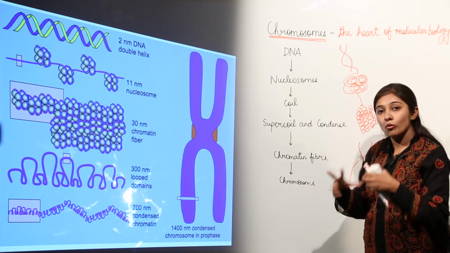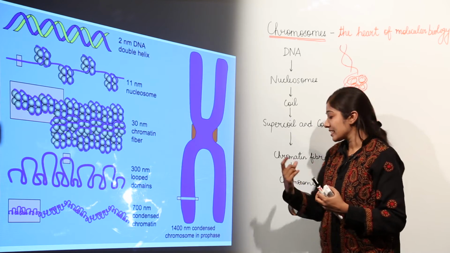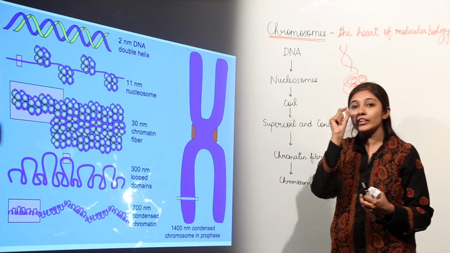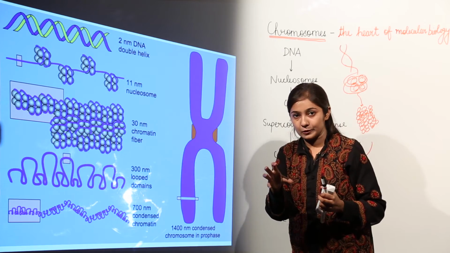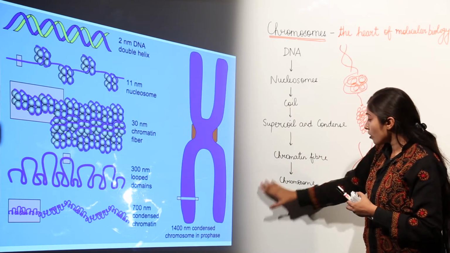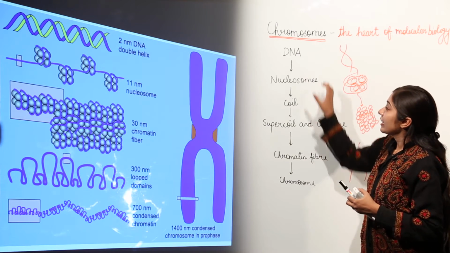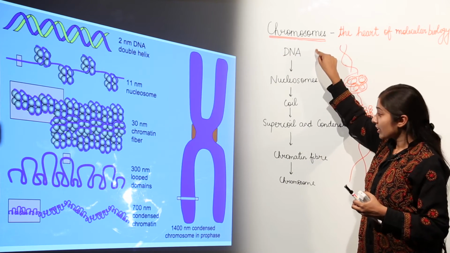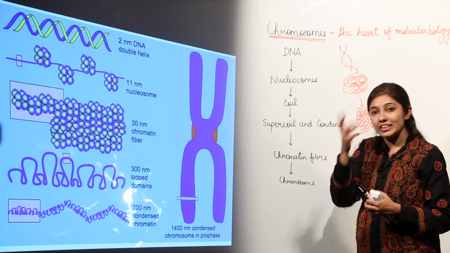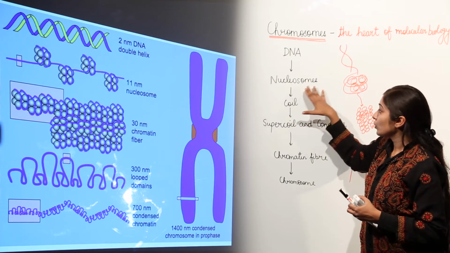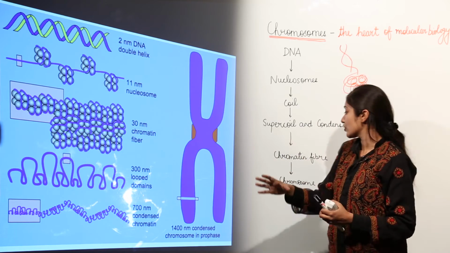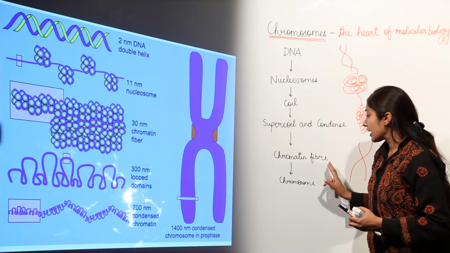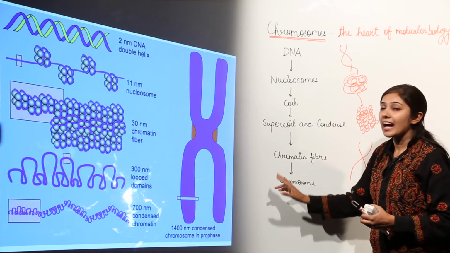So you can make out that from DNA we are talking about the formation of a chromosome. So what is a chromosome actually? A chromosome is composed of a single molecule of DNA which is associated with certain proteins, right? So a chromosome is composed of a molecule of DNA which is associated with some proteins which form nucleosomes, and after its coiling, supercoiling and condensation, finally we have chromatin fibers which form the entire chromosome.